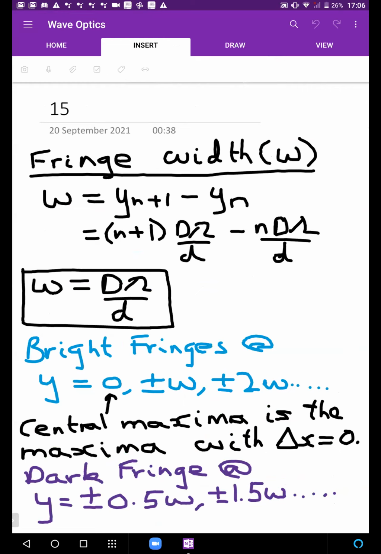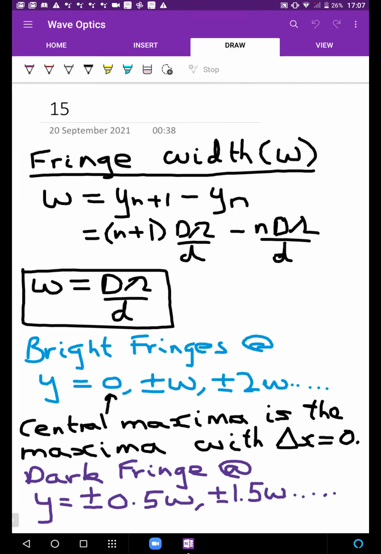So D lambda by d then becomes an important term called the fringe width. The fringe width formula is D lambda by d. Note it only depends on the slit separation, the screen distance, and the wavelength. So fringe width will not change when we add glass slabs in front of the slits. It only changes if you move the screen away or do something like that, or if you change lambda, maybe by immersing everything in water.